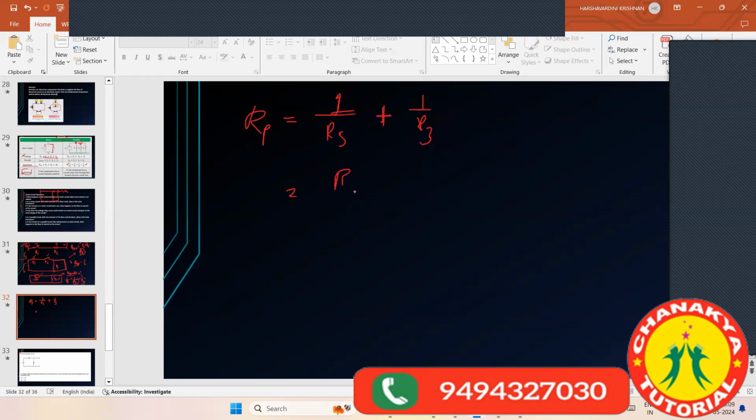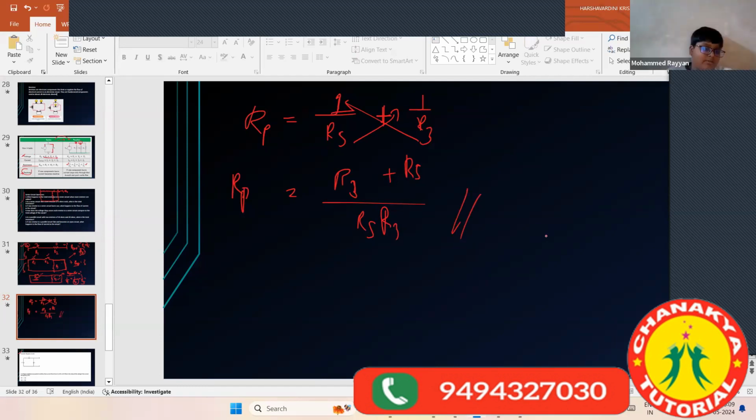So if I cross multiply, I get R3 plus RS, and RS into R3. So this is the final answer for RP. Ma'am, can you say the final step again?